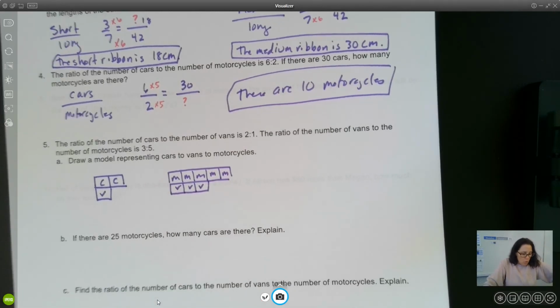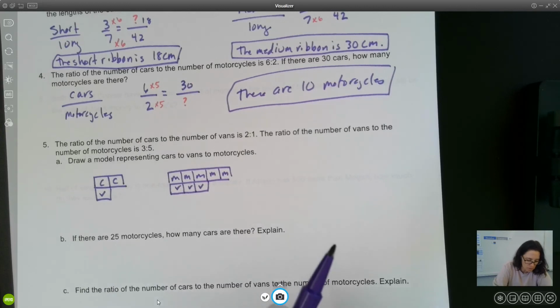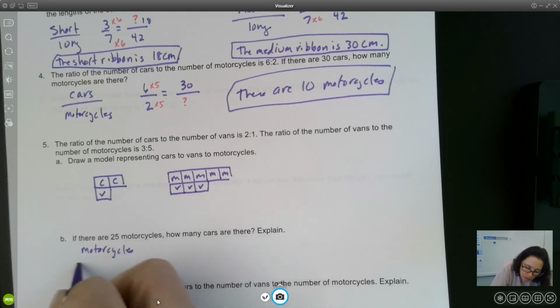Now, if there are 25 motorcycles, how many cars? 25 motorcycles, how many cars? Okay, we don't have a direct relationship from motorcycles to cars. We're going to have to go motorcycles to vans and then vans to cars. So we've got 2 of these kinds of problems to put into this. Okay, so we've got motorcycles and vans.